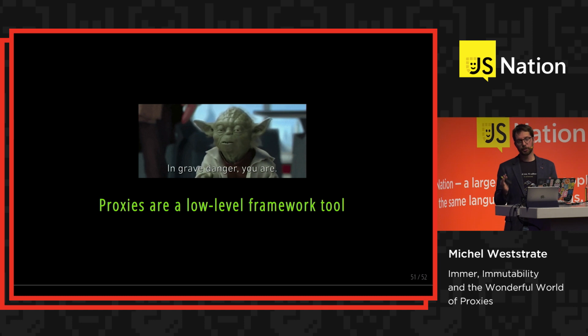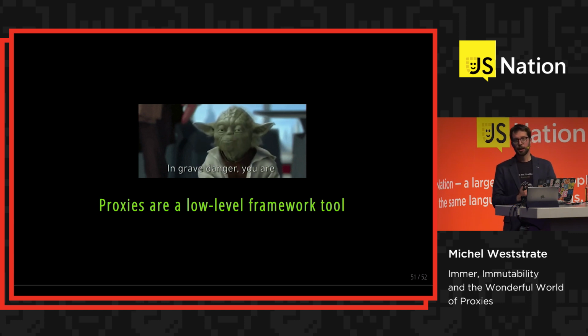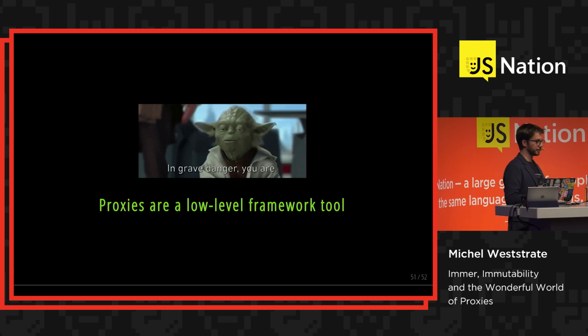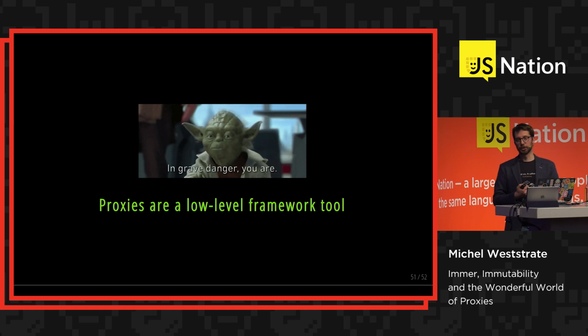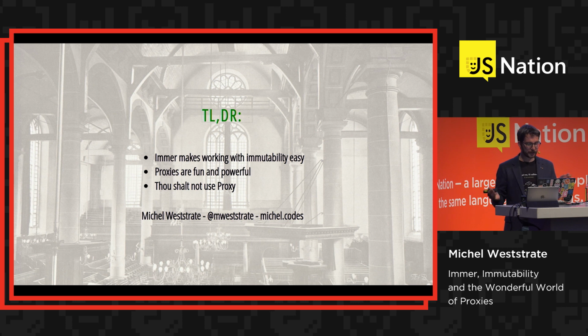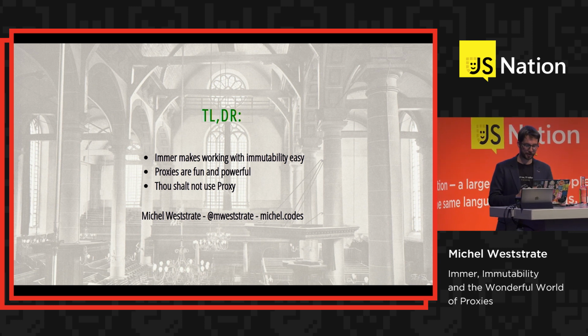So proxies, basically, are a really low-level tool in JavaScript, mostly useful if you're building frameworks or libraries. But I think they shouldn't end up in your normal application code. That's a place where you shouldn't be using proxies because you're going to confuse your colleagues. To summarize, Immer makes working with immutability really easy. And proxies are really fun and really powerful. But remember, thou shalt not use proxy.